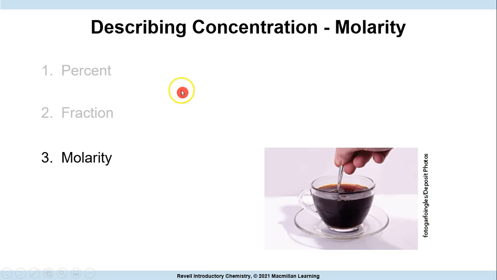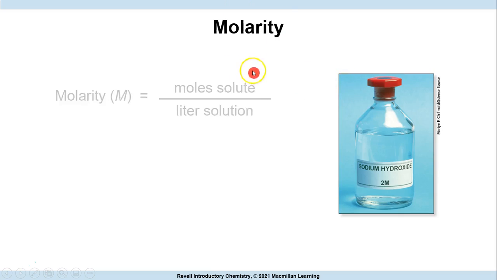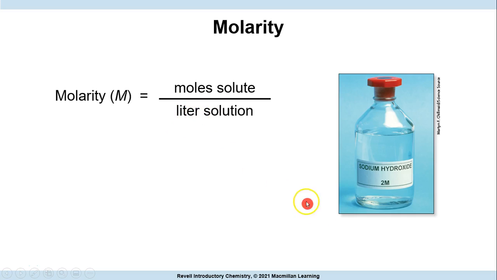Now let's look at the third way that we can describe concentration, and this is molarity. So molarity is given by the moles of solute divided by liter of solution. So the unit of the volume of the solution here must be in liters or dm³. So when we look at this picture here, we see a sodium hydroxide solution that is 2 molar. So the molarity is 2 molar.